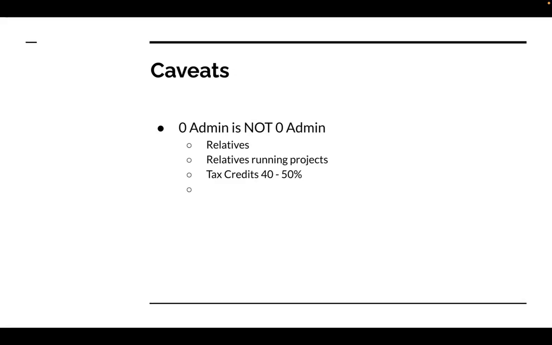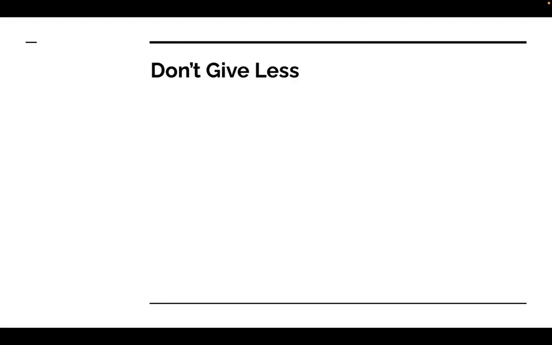So that's my first thing. Be careful about what it means to be zero admin. Who is paying for the other costs? And what are you losing in tax credits? So, something to think about. Second point is don't give less. This presentation is not meant for you to give less than what you are usually giving. Give more, if anything. This is just meant to make you aware of how you can make sure that the money you're donating goes way further and you have a higher impact.